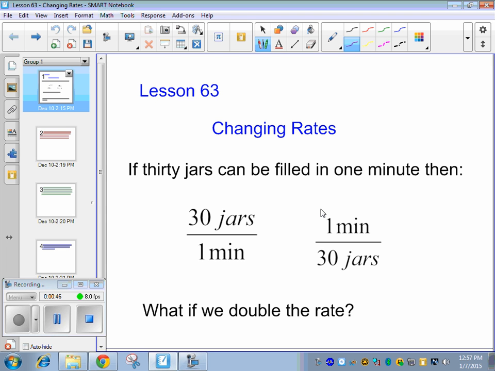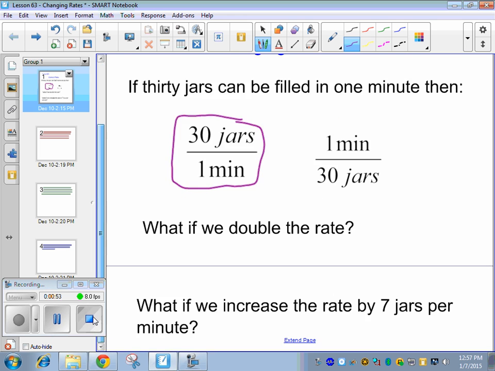So we want to keep it like this most of the time when we're writing our rate. We pretty much are going to say it like this, 30 jars in a minute. We only need to flip it if we're multiplying by something. So if we double the rate, we're actually going to multiply the numerator by 2. When you double the rate, you multiply the numerator by 2.